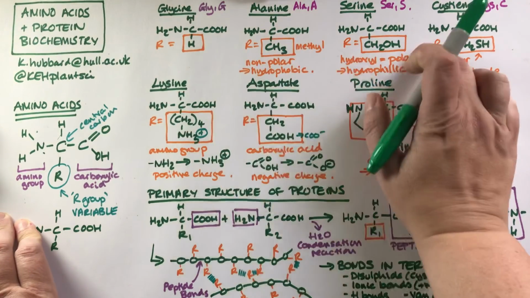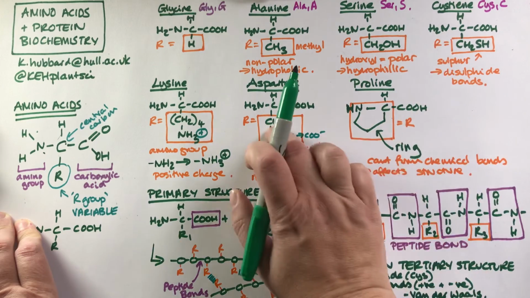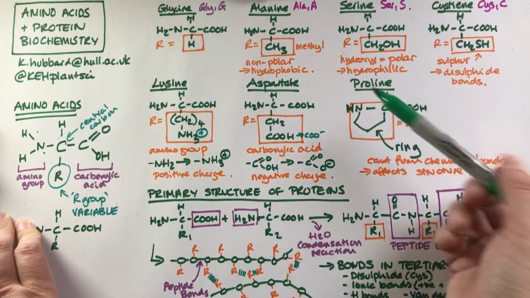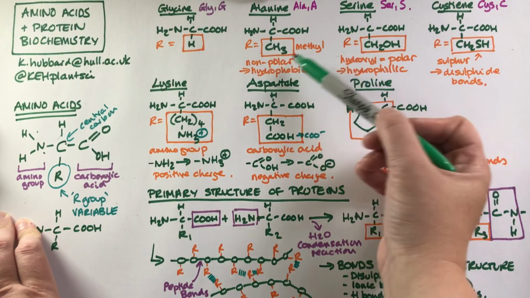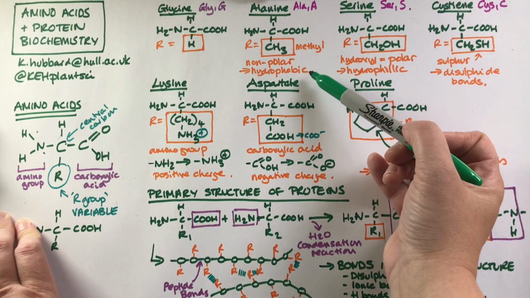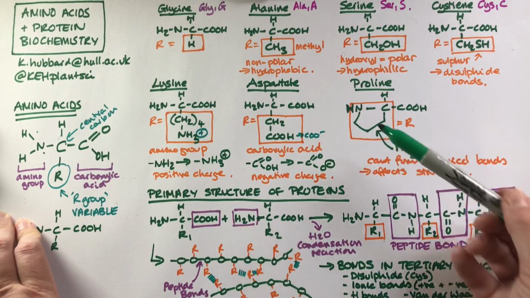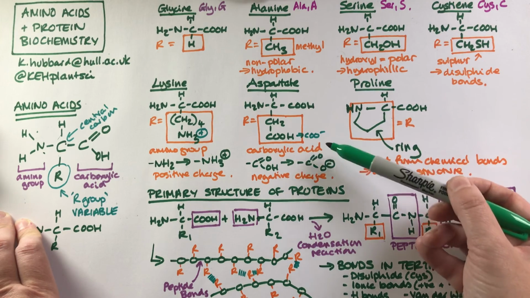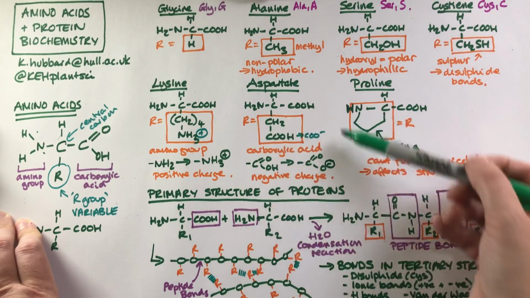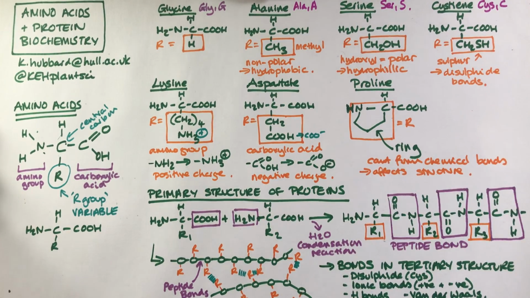What chemical group you have on your R group will determine the sorts of bonds that you can form. Okay, so if you've got CH3, that's a methyl, you'll be non-polar, you'll be hydrophobic. Okay, if you've got a carboxylic acid in there, then you'll be negatively charged and you might be able to form an ionic bond. Okay, the amino acids are joined together as primary structure with peptide bonds in there.